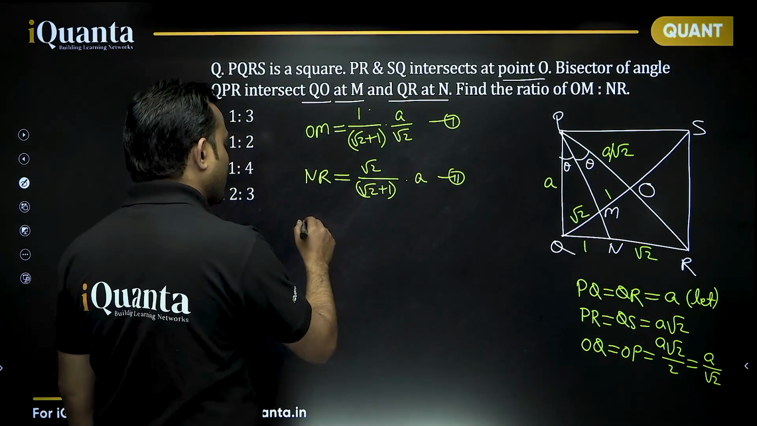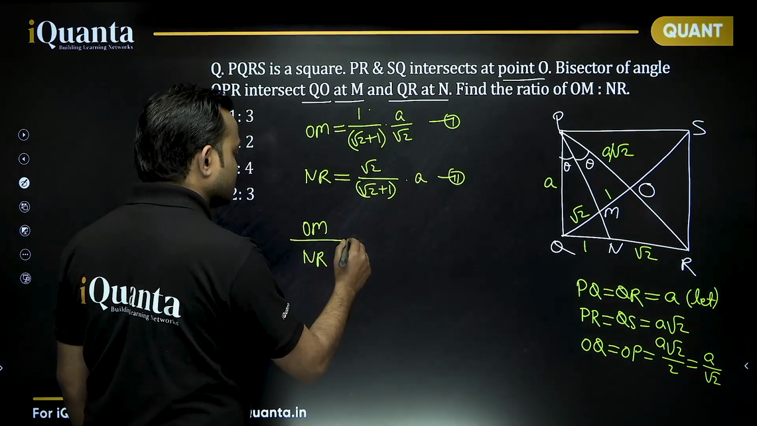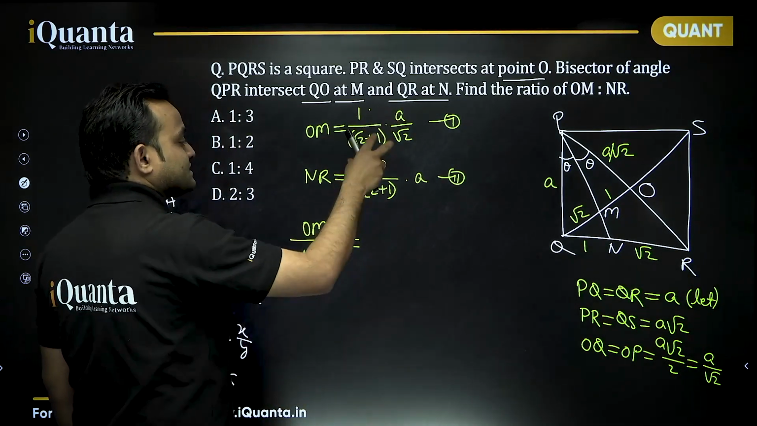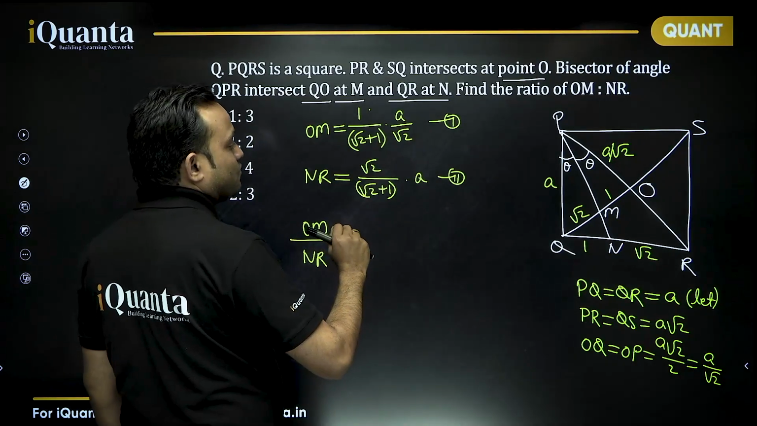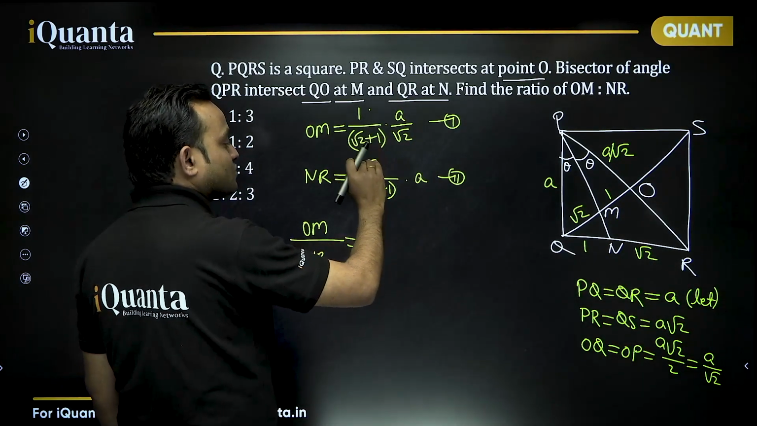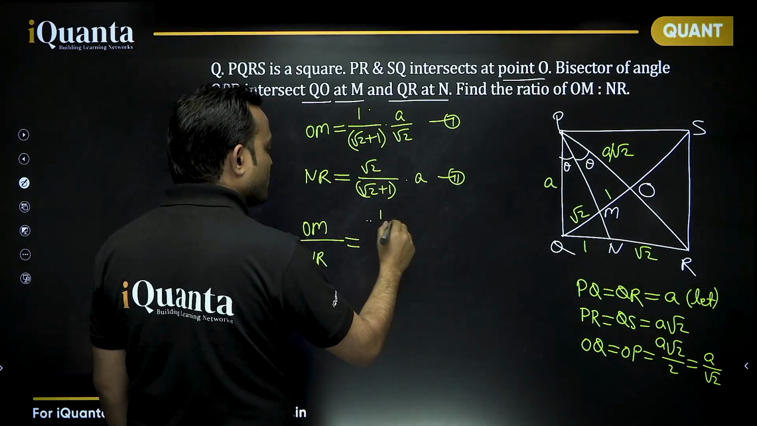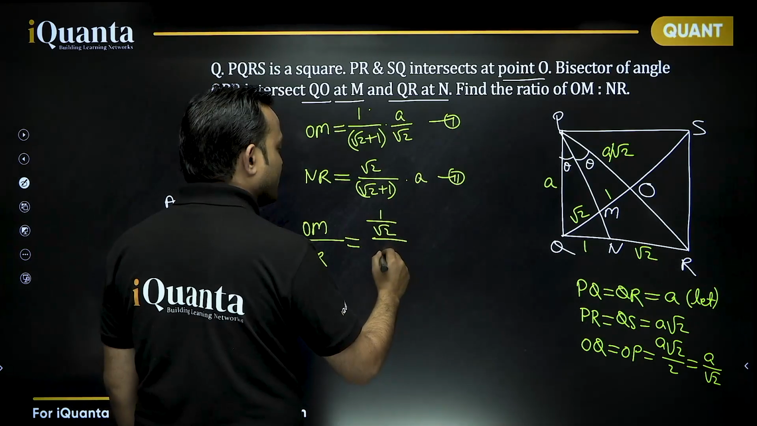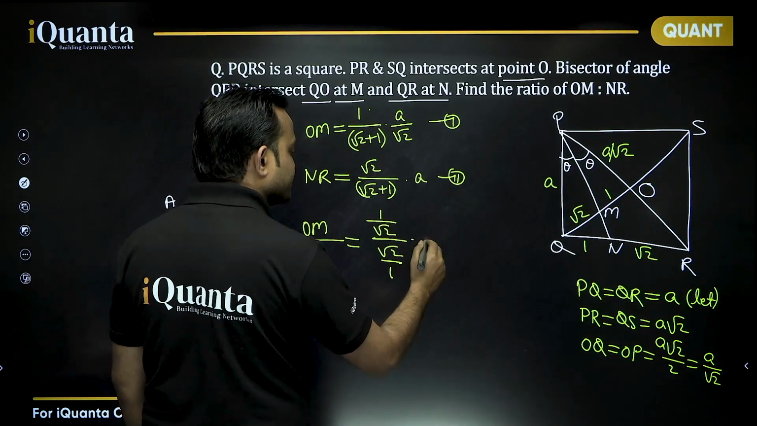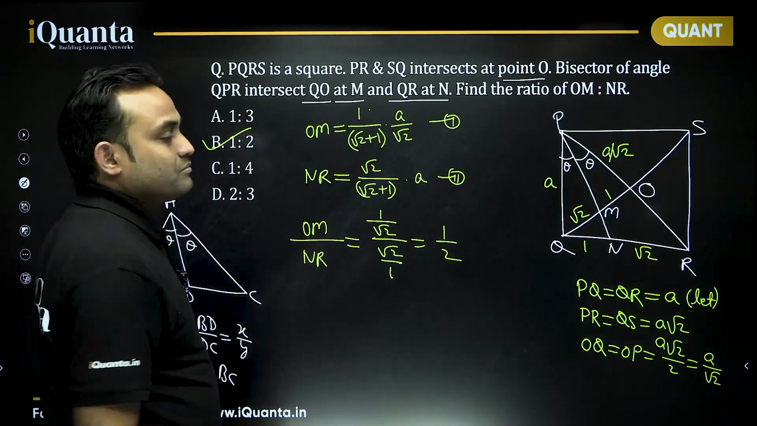Now what we need to find? We need to find OM divided by NR. So this will be equal to this divided by this. What will happen? A will be cancelled out. Root 2 plus 1 will be cancelled out. What we get is 1 upon root 2 divided by root 2 upon 1, which is equal to 1 by 2. So our answer is option B.